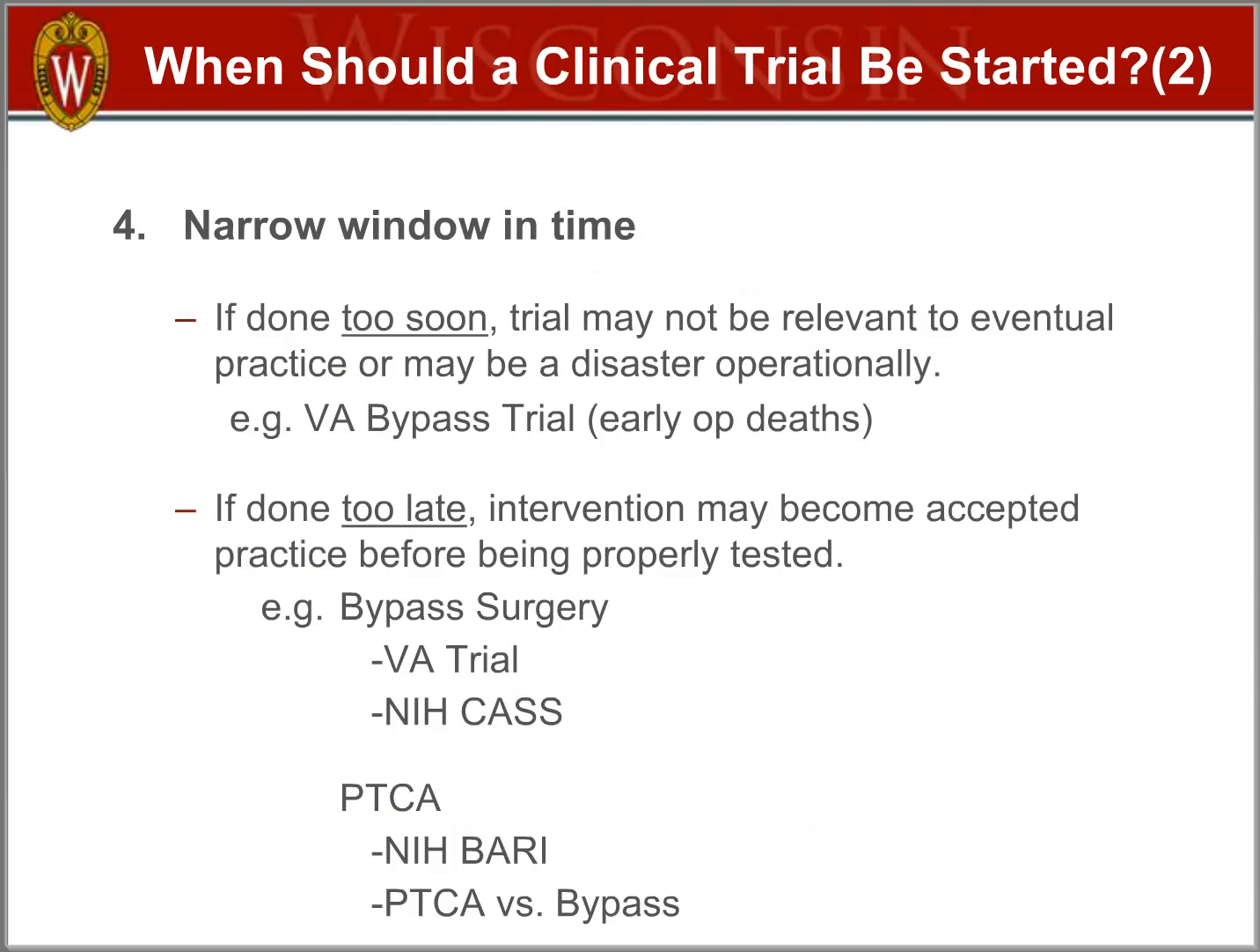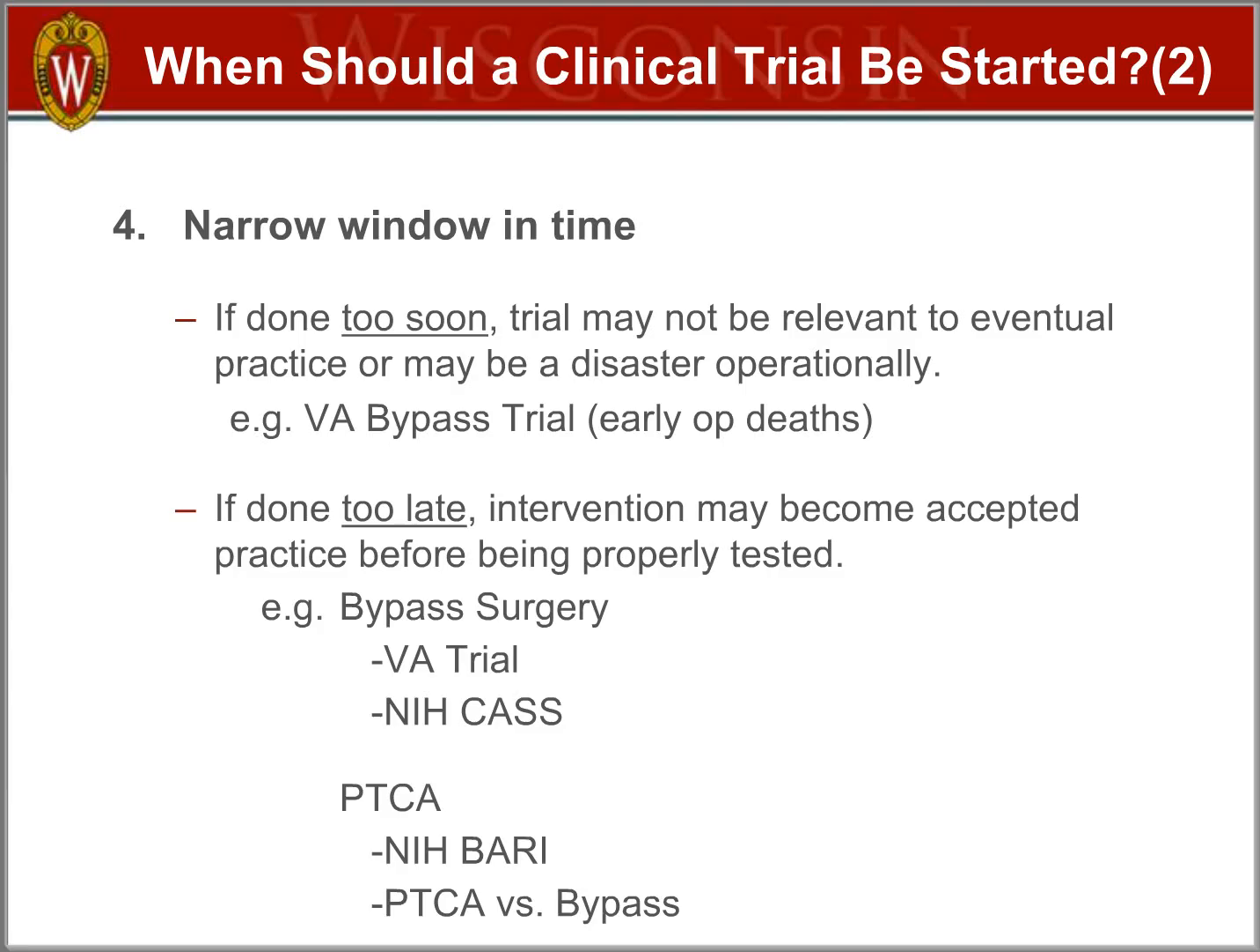There is a very narrow window in time in which a trial can be done. If you do it too soon, things aren't stable. The first and earliest trial of coronary bypass surgery, the so-called VA bypass trial, there were some early operational deaths. And the criticism was, well, the surgeon was still learning and mastering the technique of bypass surgery. So it was not yet a stable procedure. On the other hand, if you wait too long, the window closes and the intervention becomes accepted practice, whether proven or not, but it nevertheless prohibits or certainly inhibits your ability to test.